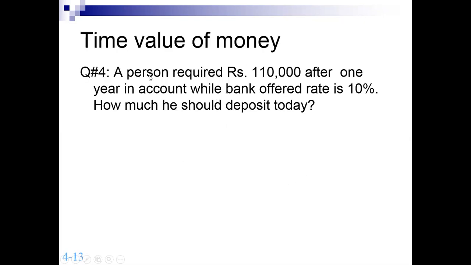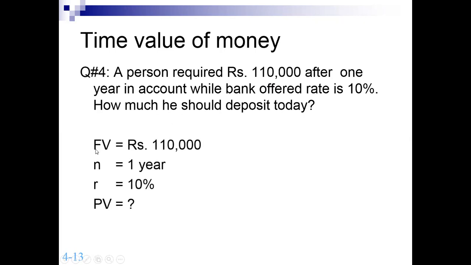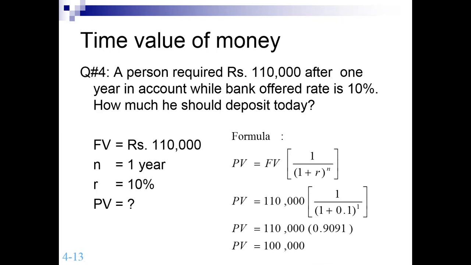Now look at this one. A person required 110,000 after 1 year in account, while bank offered rate is 10%. How much he should deposit today? As you can see that the person required 110,000 after 1 year. It means that this amount can be taken as future value. This is not present value. So future value is 110,000. We need this amount after 1 year and the rate of interest is 10%. If I apply the formula and put all the values over here, then you can see that the amount that is appearing is 100,000.